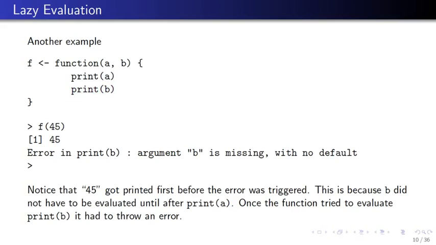You'll notice that the error only occurs after the 45 was printed out. Lazy evaluation implies that because an argument is only evaluated when it's needed, everything that comes before it, if valid, will execute until it hits the part which causes an error.